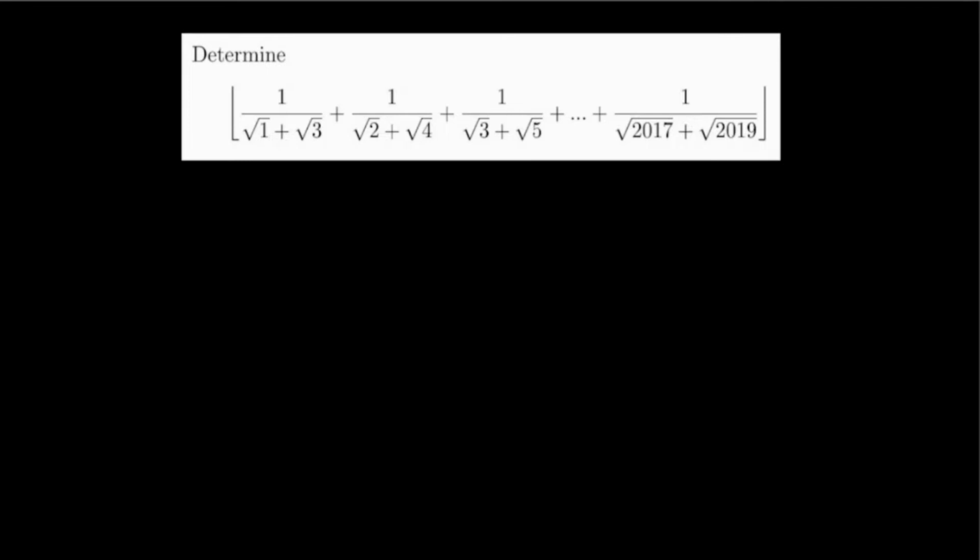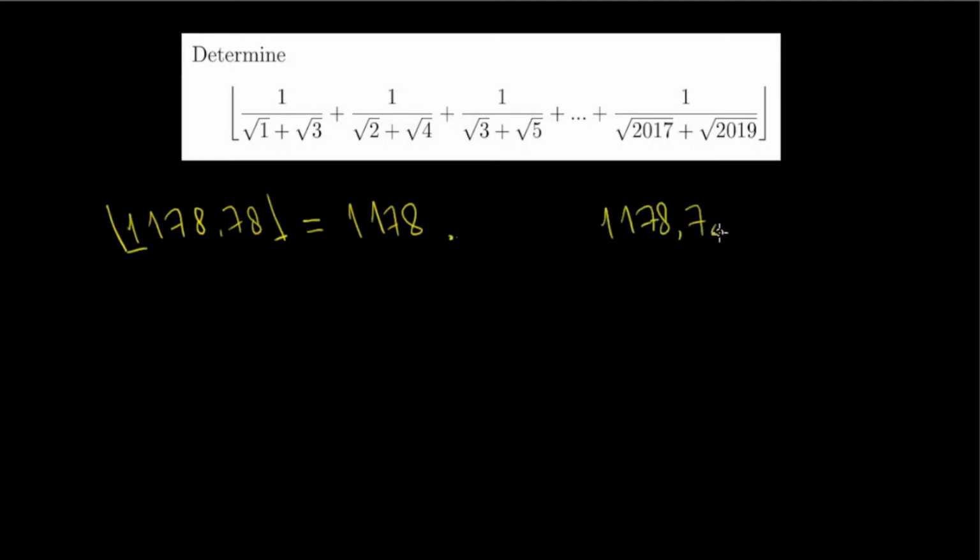Now, if I start to explain the solution, I will start by this number right here. For example, the floor of this decimal number is easy, it is just 1178, but this is based on the fact that this number is bigger than or equal to 1178 and less than 1179. So it is bounded by two consecutive integers, and we take the lower bound, and that is the floor of the number.